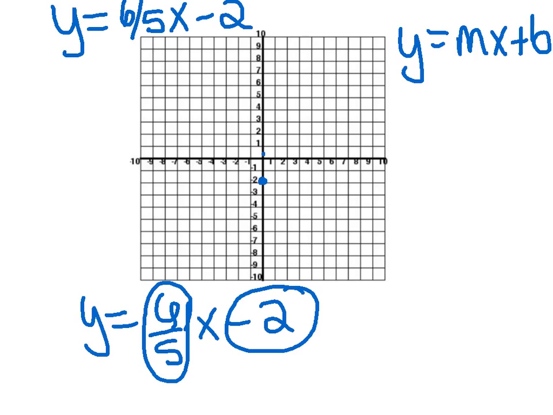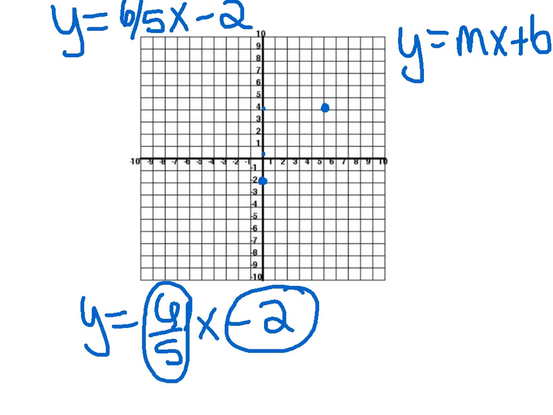Since 6/5 is our slope, we're going to go rise over run. So we're going to rise 6, 1, 2, 3, 4, 5, 6, and run 5, 1, 2, 3, 4, 5. That would be where our point is. Because our 6/5 is positive, we will rise 6 and go to the right 5. If our 6 was negative, we would go down 6. If our 5 was negative, we would go to the left 5.